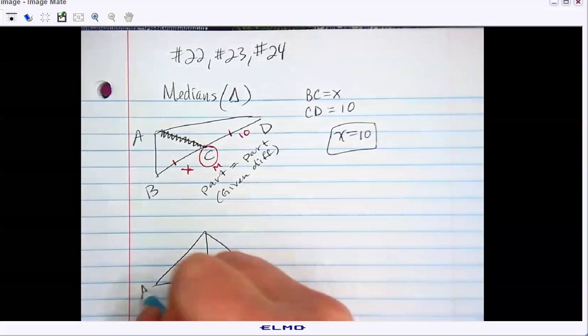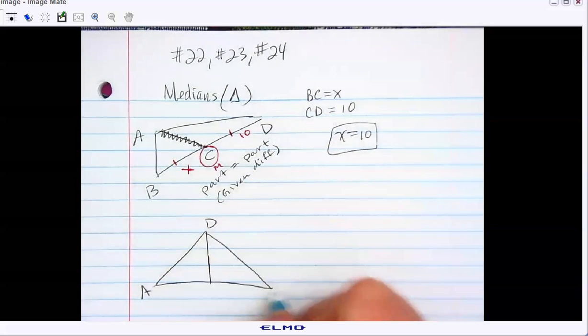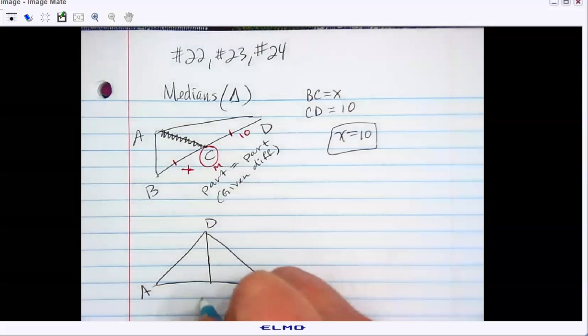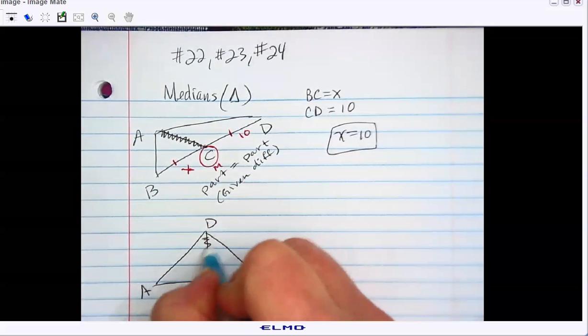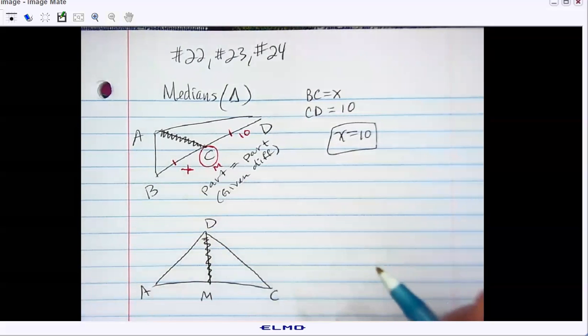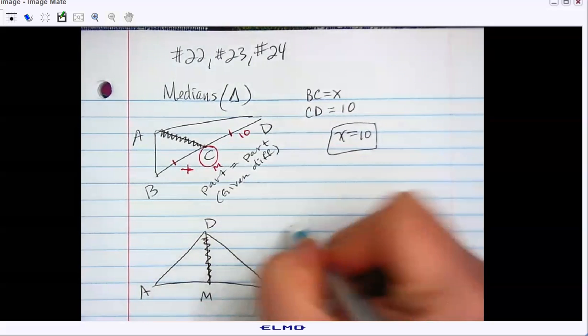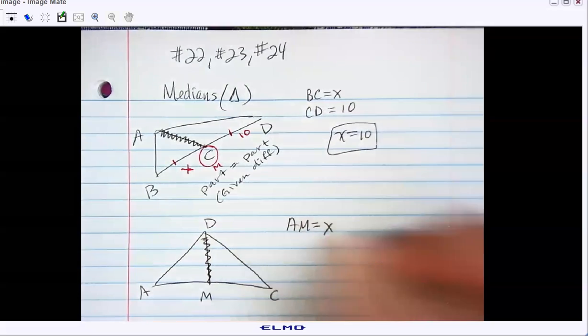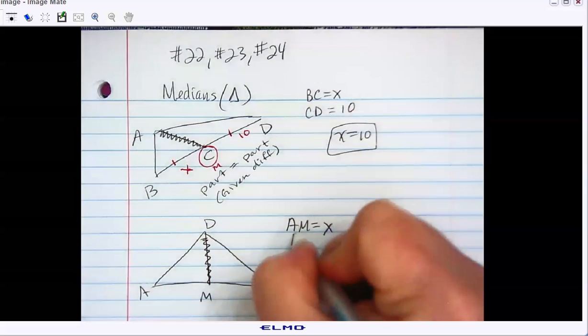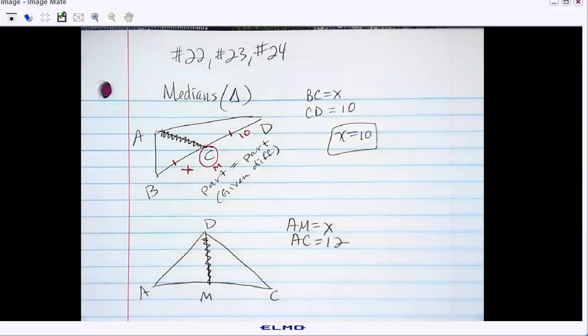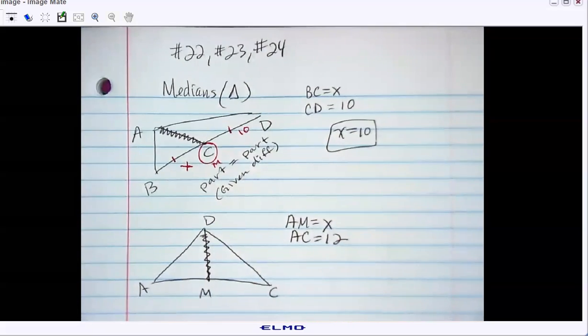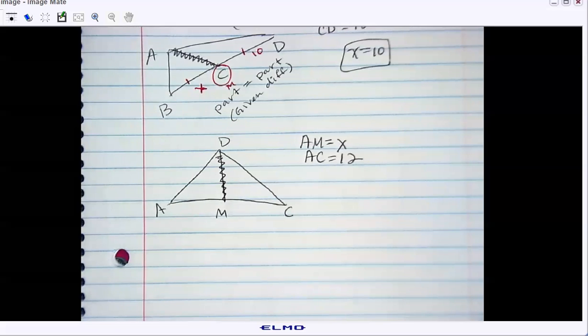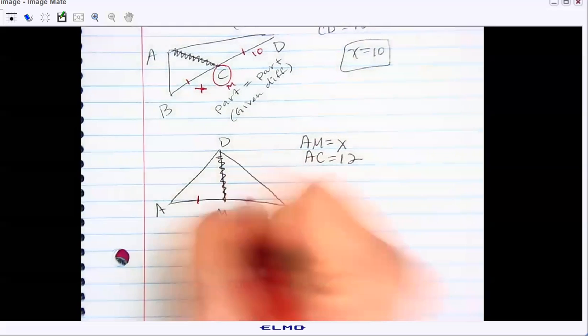So we call this A, B, C, M, improvement point. Okay. So this is my median. And I tell you that AM is equal to X and AC equals 12. So we're going to label the parts. We also know, remember, that this part equals this part.